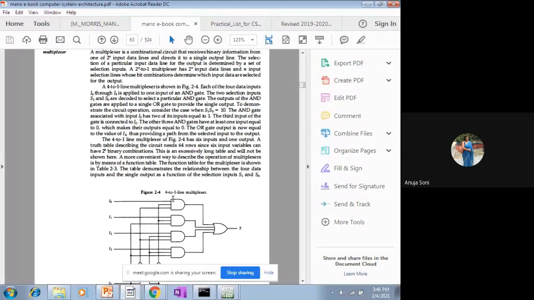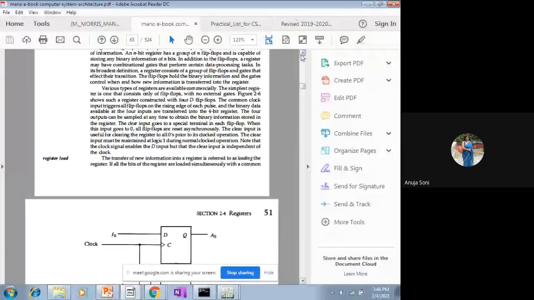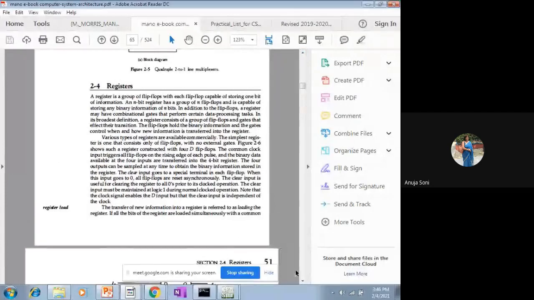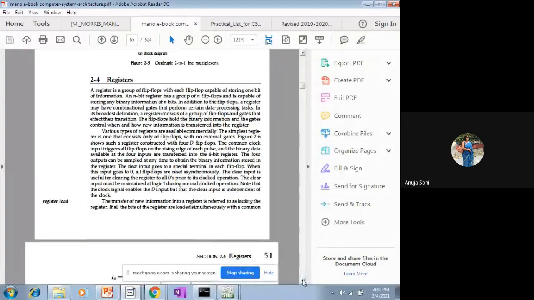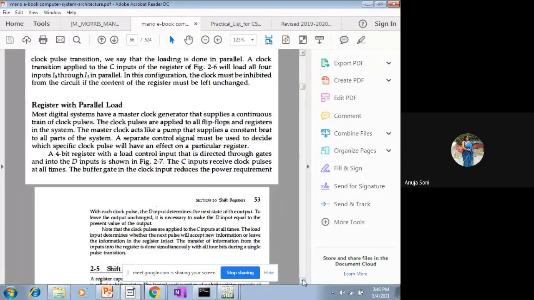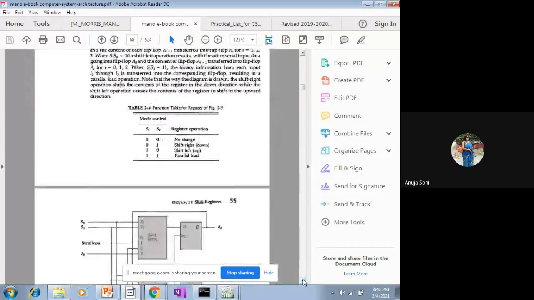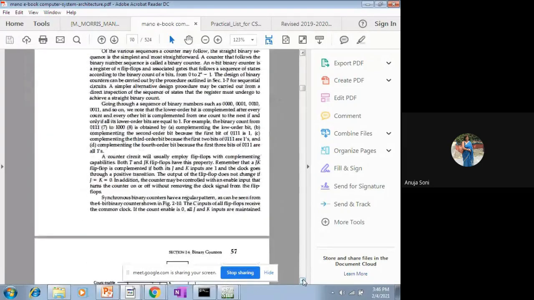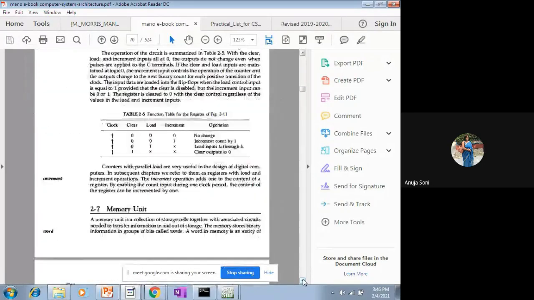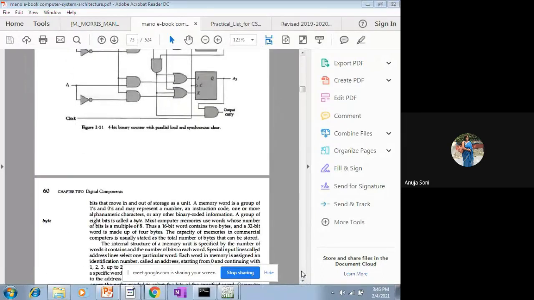Now I am switching to another topic, and moreover, you don't have this in your syllabus. Registers: a simple brief description of registers is there in your course. You need to explain a brief description of your register, and afterwards you have 2.7. 2.7 is basically the description of your memory, a brief description of the memory.